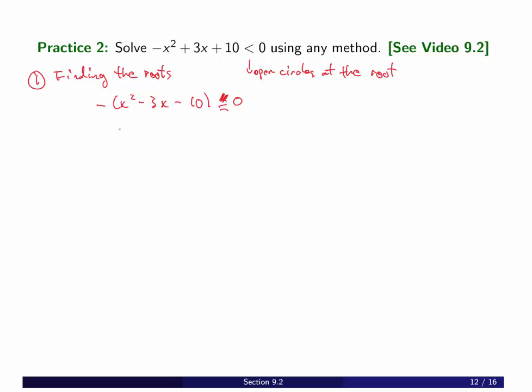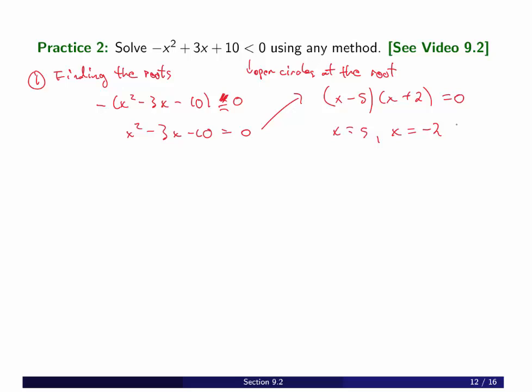Okay, so you're going to divide both sides by -1 to get rid of that negative coefficient. And now you can go ahead and factor this. I'll factor it up here. You get x minus 5 and x plus 2. Therefore x equals 5 and x equals -2. Okay?